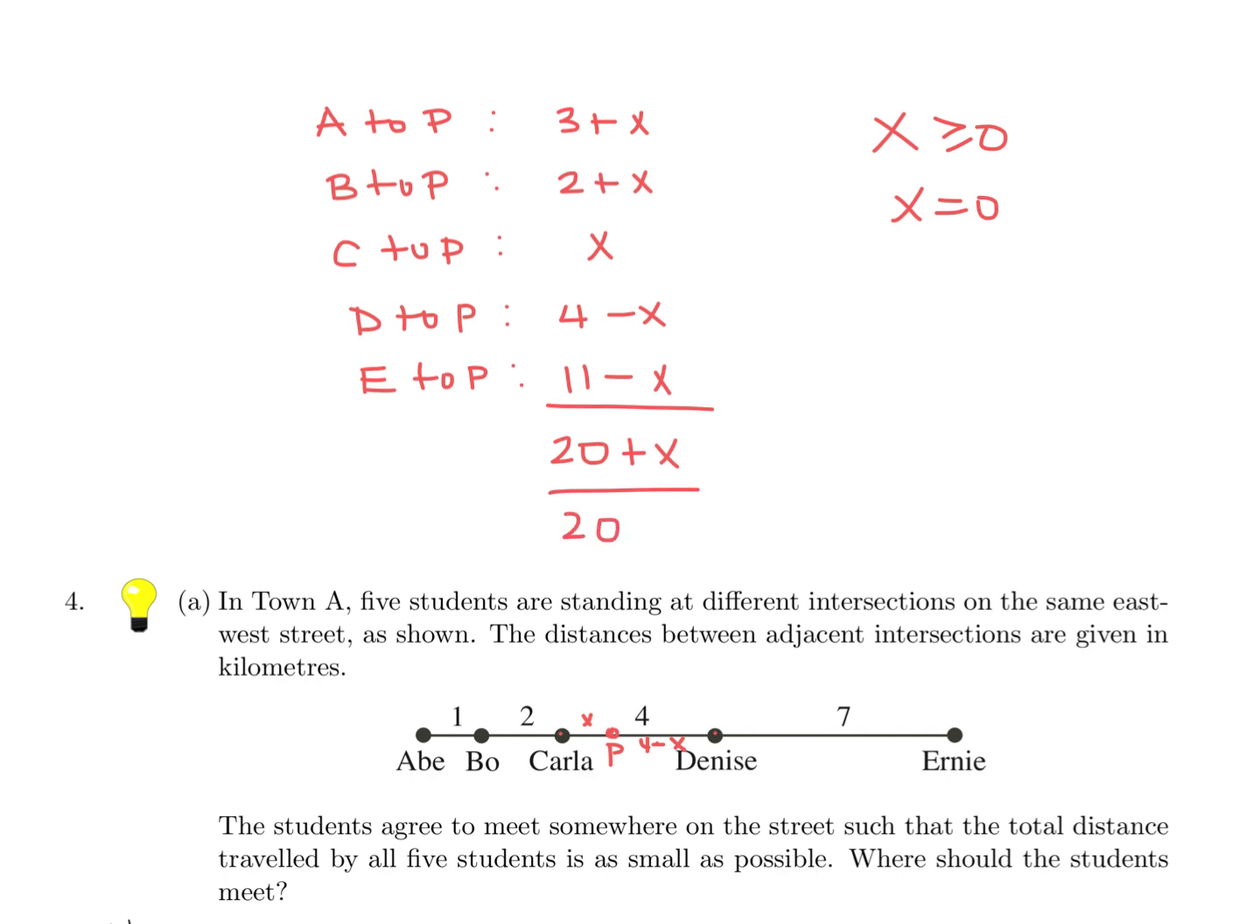And therefore, that means that point P is right there. It's sitting exactly where Carla is. So that's it. I guess that's what they want. All right, next part.